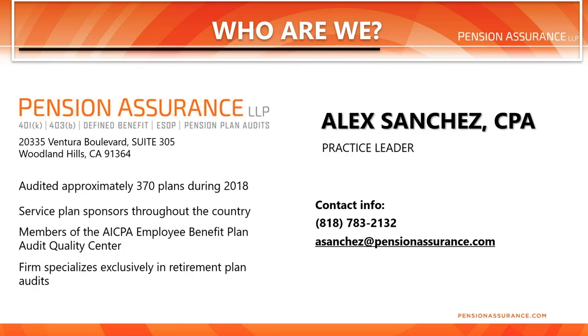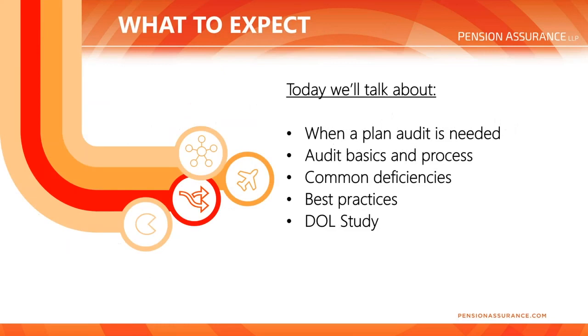So just a little background on us. Our firm, Pension Insurance, audits over 370 plans. This is for 2018. In 2019, we're planning on crossing 450 and possibly 500 plans. So growing very rapidly. We are the largest EBP CPA firm in Southern California, second in the state of California. Definitely a firm that's reputable in this space, and something that we take pride in is being exclusively focused on this space.